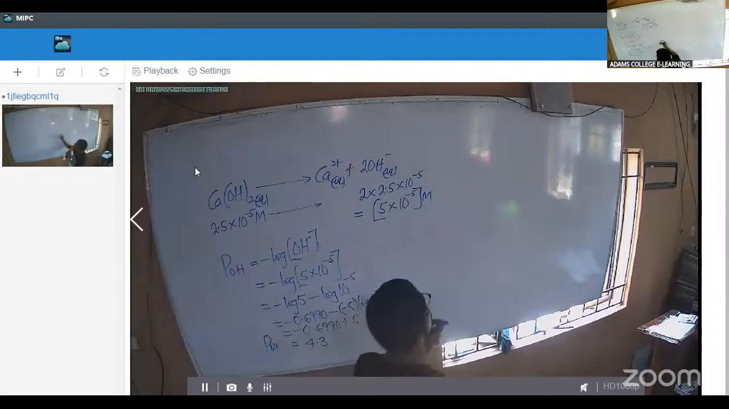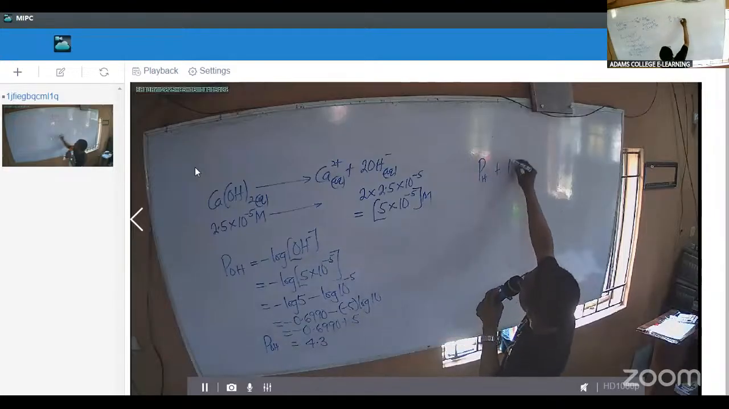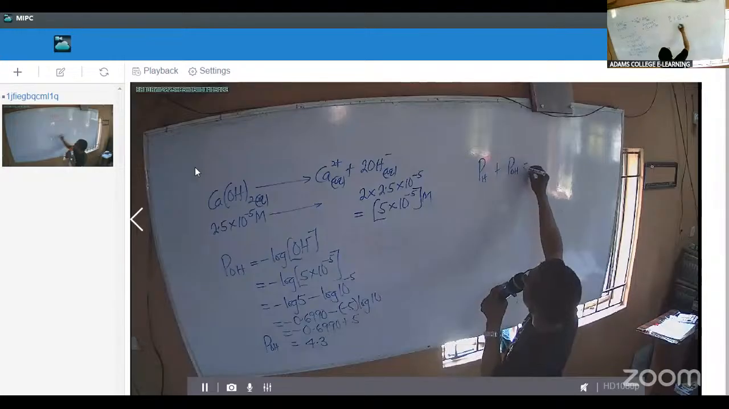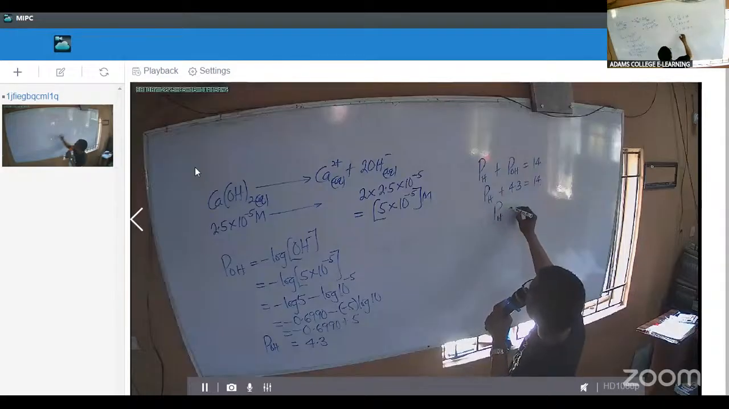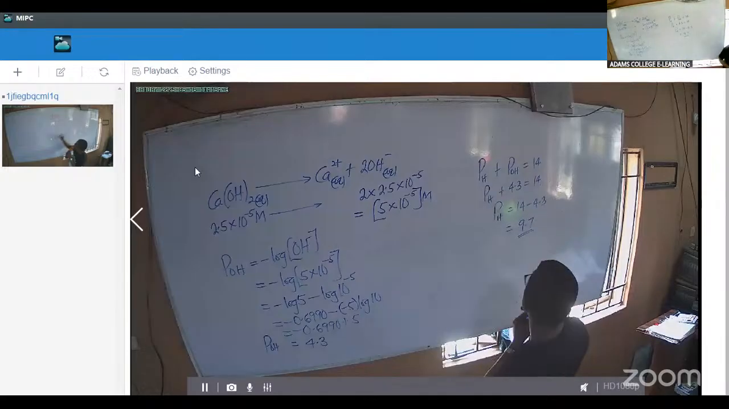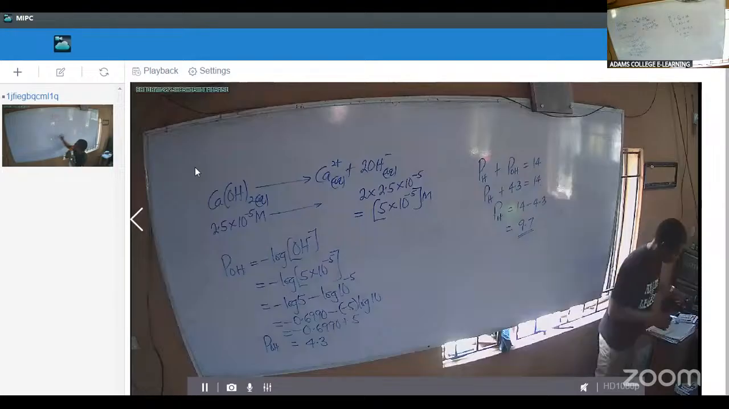But what they want us to find is pH. Class, pH plus pOH equals how much? 14. So pH plus 4.3 would now be 14. So our pH should now be 14 minus 4.3. Subtract, what do you get? 9.7. pH plus pOH is always 14.